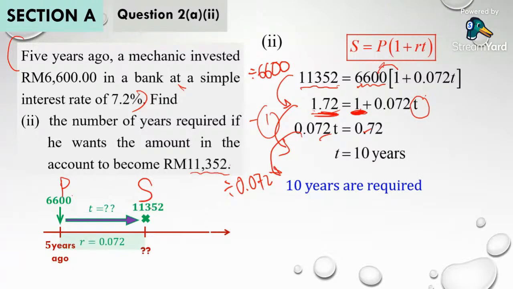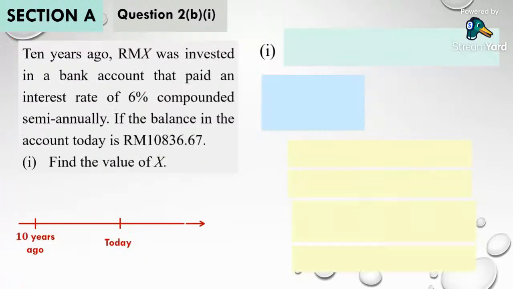Now let us go for 2B. According to the question, 10 years ago, RMX was invested in a bank account that pays an interest rate of 6% compounded semi-annually. If the balance in the account today is 10,836.67, find the value of X.